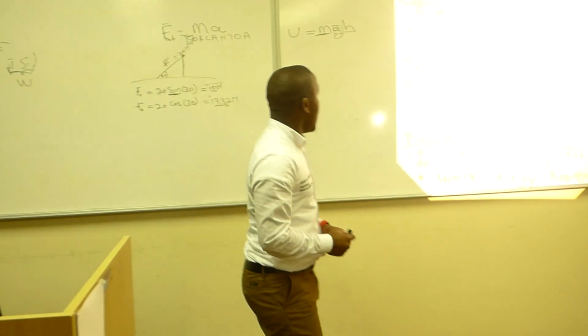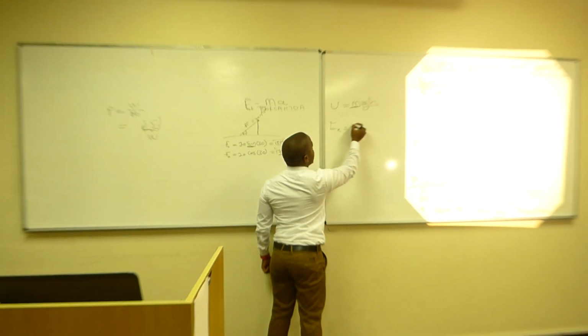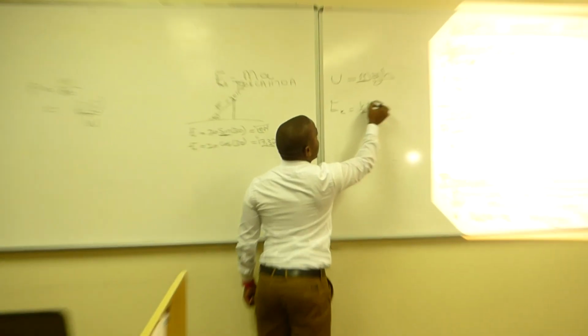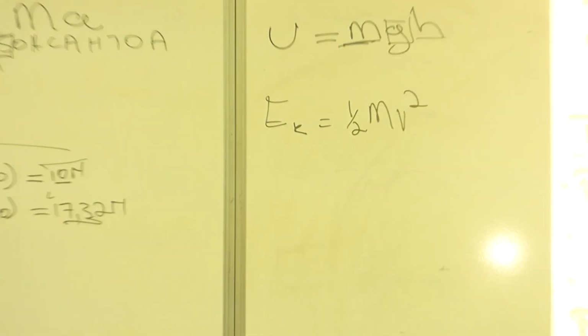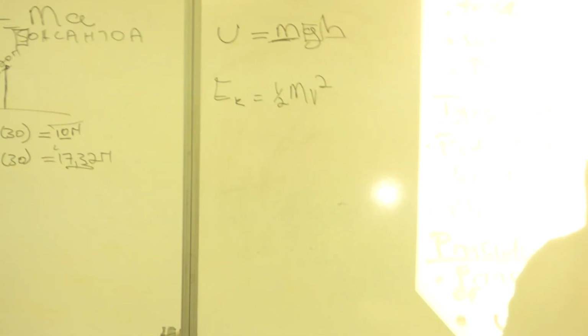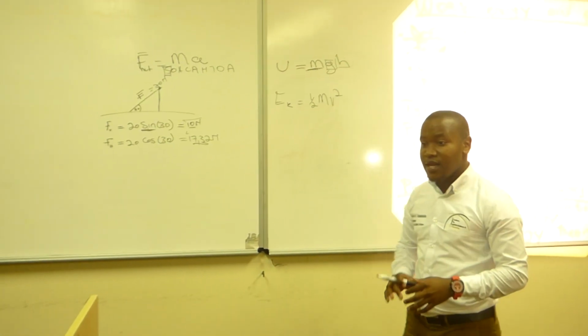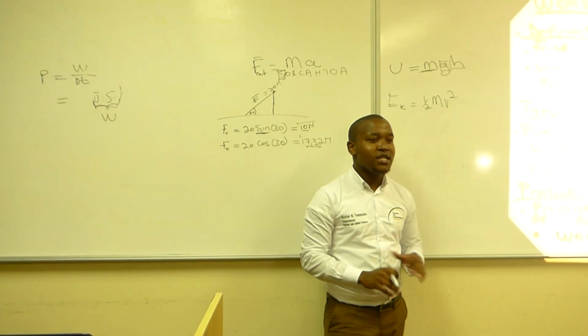Do you guys understand? Normally we denote it by EK, and we say EK is half mv squared. Do you guys understand? Now let's move. We are going to talk about mechanical energy. Mechanical energy is the sum of potential energy and kinetic energy.